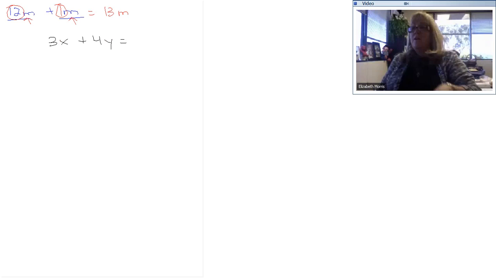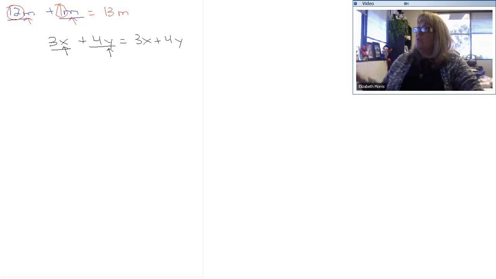Okay. We can't add these together. These do not have like terms. So your answer is just 3x plus 4y. It's like apples and oranges. You can't add them together. You don't have 7 apple oranges thingies. You have 3 apples and 4 oranges, and they can't be added together. Okay? So let's look at some things that can.